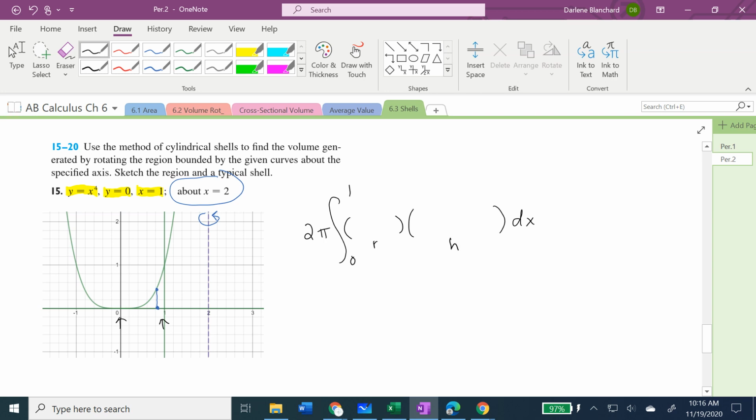The height of the cylinder is what I'm familiar with. Top y value minus bottom y value. The top y value is x to the fourth. Bottom is 0. The only thing that's new and kind of awkward is how to set up the formula for the radius. Because you have to realize that the variable is x for this integral.